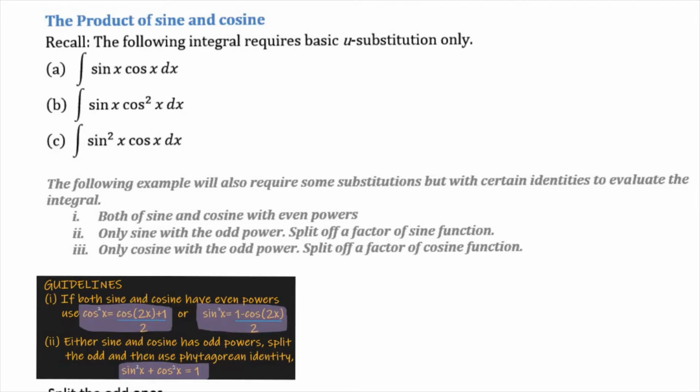So these are the situations that we will see after this: a product where both sine and cosine have even powers, or only the sine has the odd power, or only the cosine has the odd power. As a simple guideline, if both sine and cosine have even powers, we consider using the double angle formula. Or when either the sine or cosine has an odd power, we consider splitting the odd power and then using the Pythagorean identity.